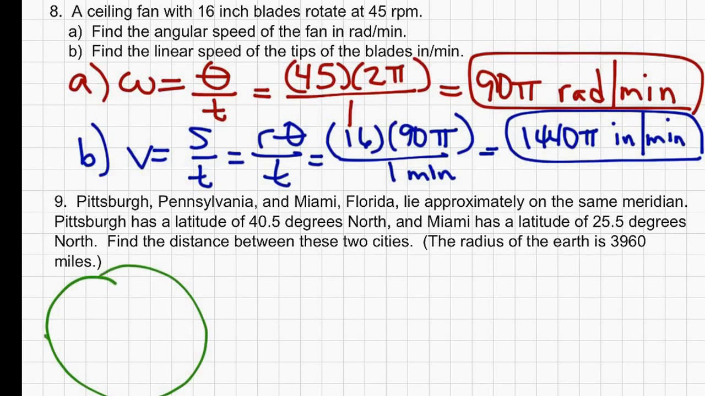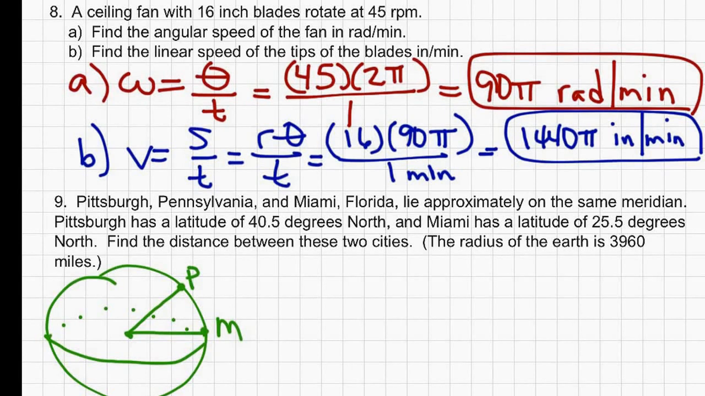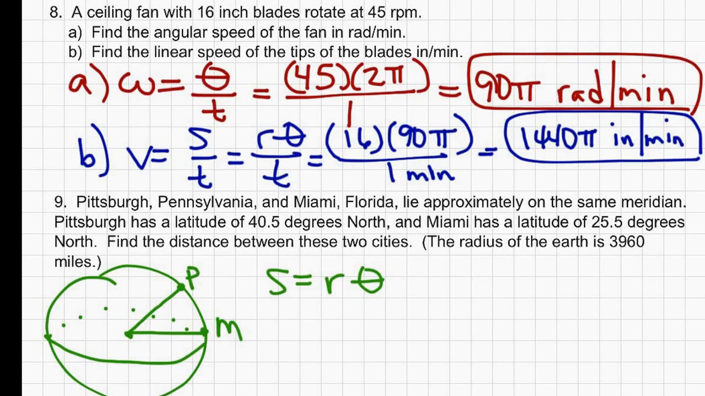Well, here's the Earth, right? And the Earth's surface is curved. And even though it's not quite a circle, the Earth is really more of an oval, it's circular enough. So we would say, here's Pittsburgh, and then here's Miami. To find the distance between them, what we're really finding is the arc length. In order to find the arc length, we need to know two pieces of information. We need to know the radius, which they tell us is 3,960 miles. And we need to know theta in radians.